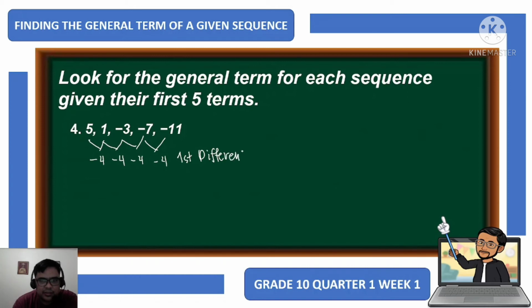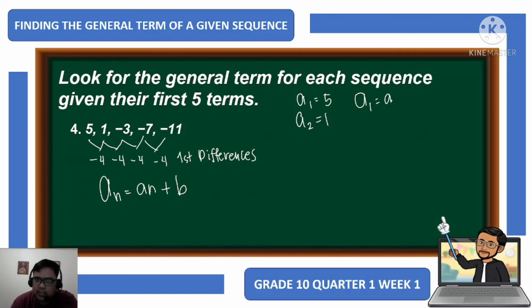So, we will use now the general term linear. So, a sub n is equal to an plus b. So, our first term given is 5. Our second term is 1. Again, substitute natin a sub 1 is equal to a multiplied by 1 plus b. And we know a sub 1 is 5. So, a times 1 is a plus b. So, this would be our first equation.